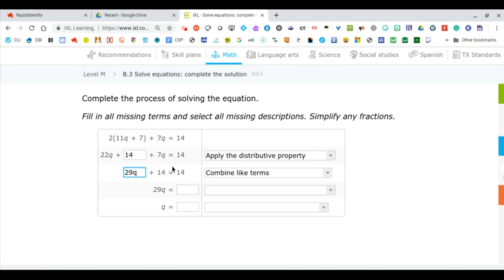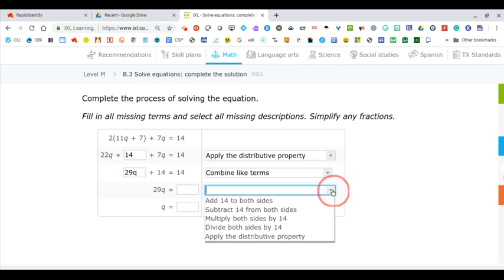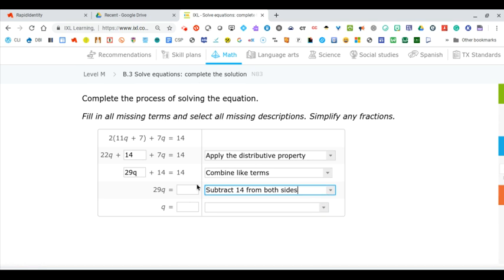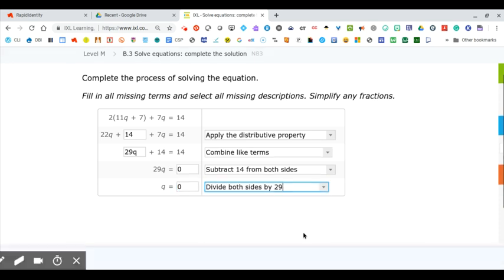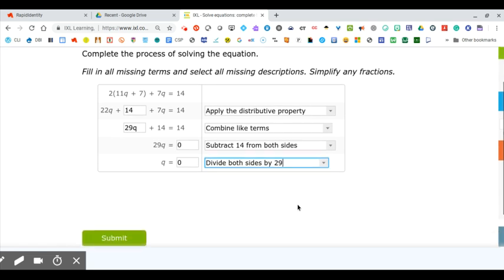And then here we have a 14. So we're going to subtract 14 on both sides. 14 minus 14 is 0. Once again, 0 divided by any number is 0. So you say divided by 29. And I hope you see the pattern by now.